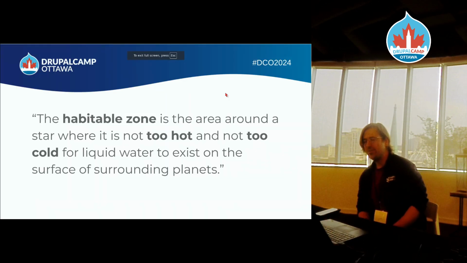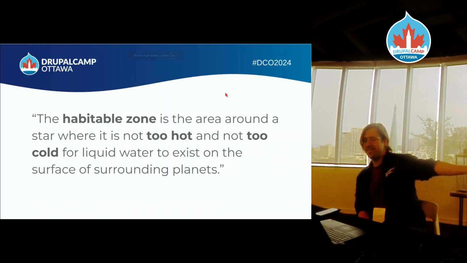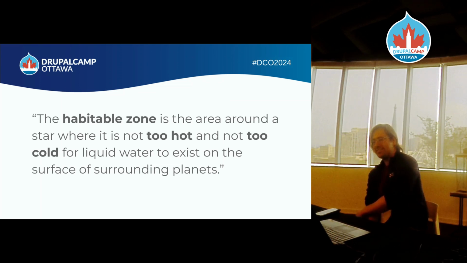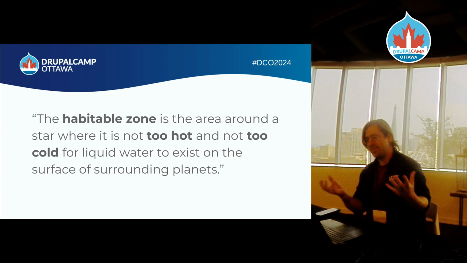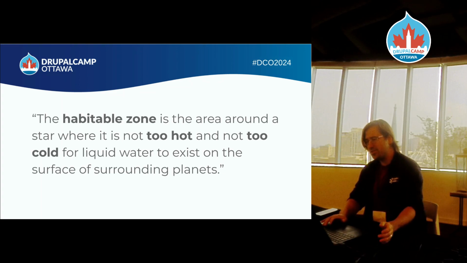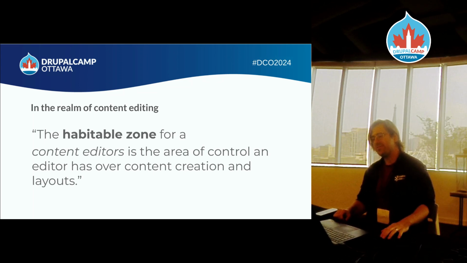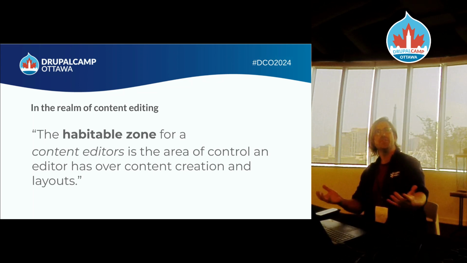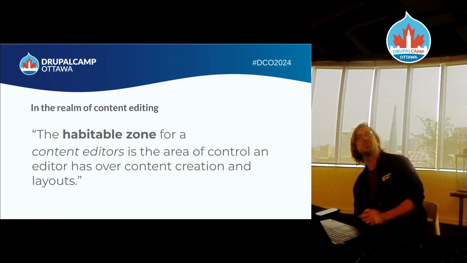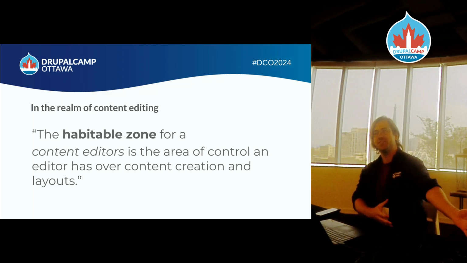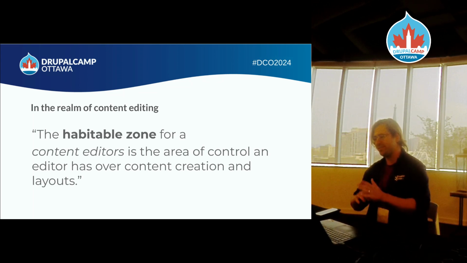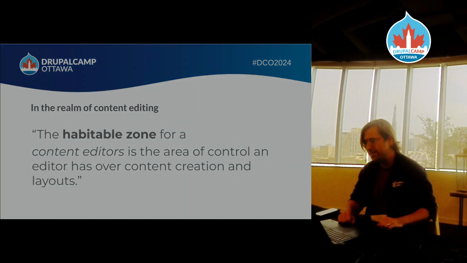Okay, so a habitable zone is an area around the star where it's not too hot or too cold, where liquid water can exist. So we want to take that idea from science and merge it into the realm of content editing. And so for us, the habitable zone for a content editor is the area of control an editor has over content creation and their page layouts. So that's where we're going.